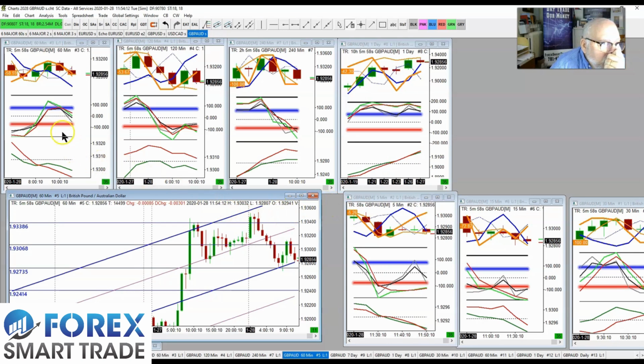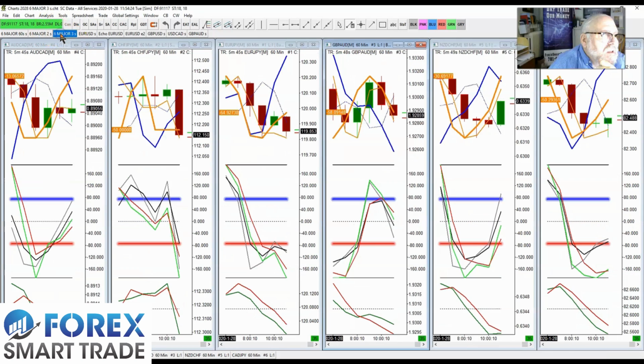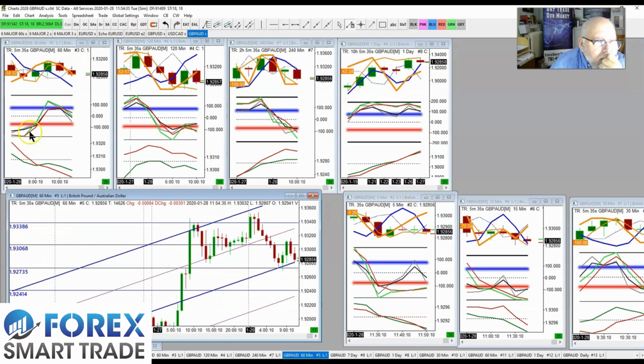So now why is this? Are we seeing the same thing that we saw before? AUD. All right, so sell signal. 1, 2, 3. All right, so we get a sell signal with pressure down.